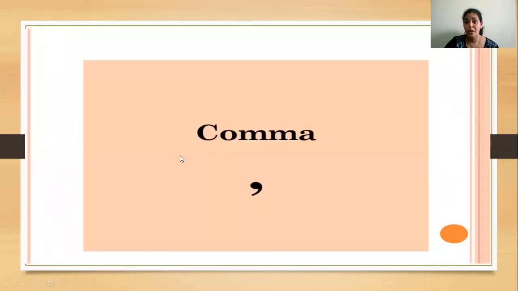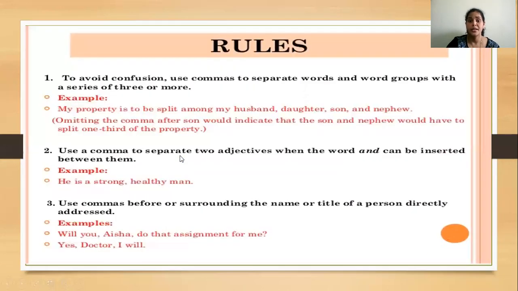Moving ahead with comma. The comma is very, very important. So quickly we'll move with the rules. To avoid confusion, use commas to separate words and word groups in a series of 2 or 3. Now, for example, if you see this example: a property is split among husband, daughter, son, comma, and nephew. That means among all the 4, it is being equally distributed.